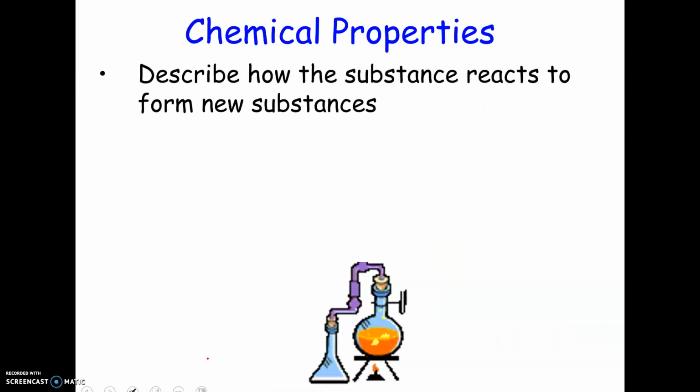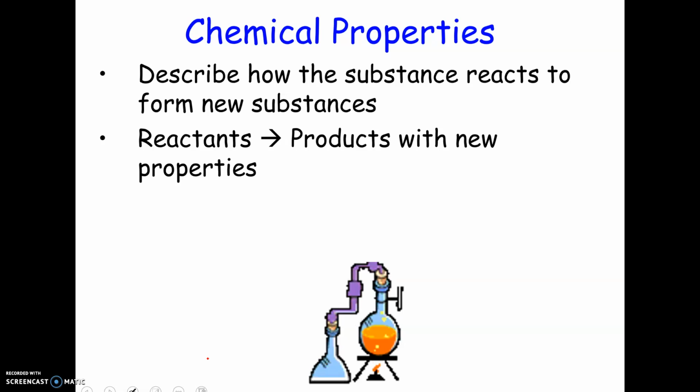Chemical properties, on the other hand, can only be observed. They have to do with how something reacts. You observe a chemical property by a chemical change, if that makes sense. So it's how a substance reacts. You would always have reactants on the left when you see a chemical reaction, and products on the right. A chemical reaction would tell you some of the chemical properties of something.